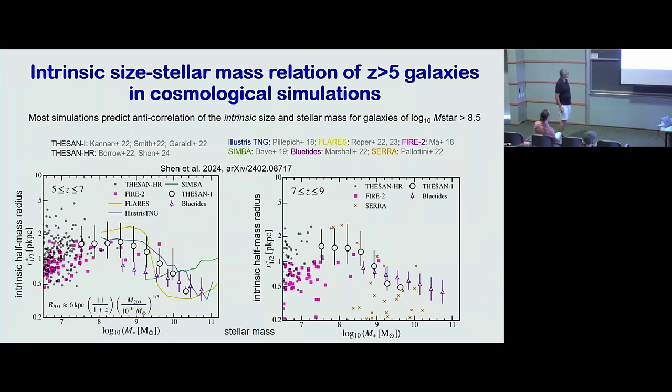radius at those redshifts. Now, for more massive galaxies, there is a decrease. You can see that there is a turnover, and it's been seen in a number of different simulations, as you can see here. And this seems to be very different from what is observed.